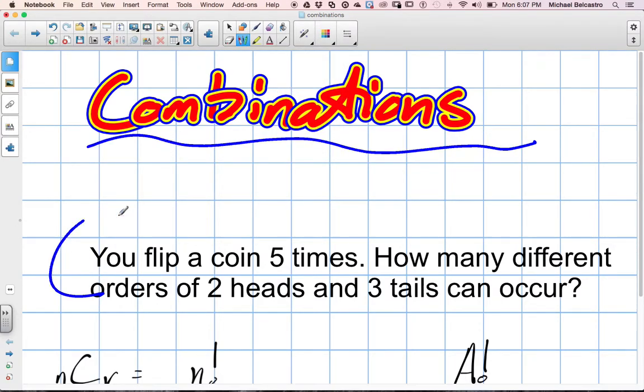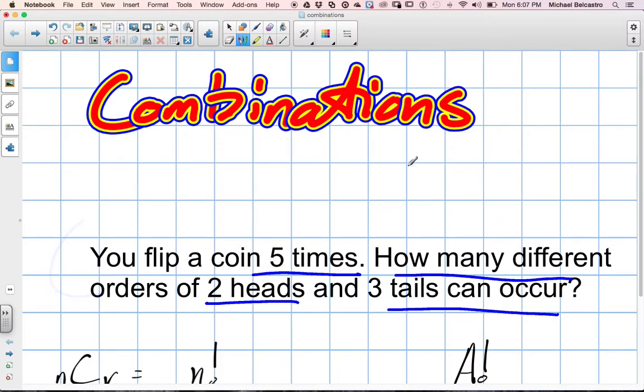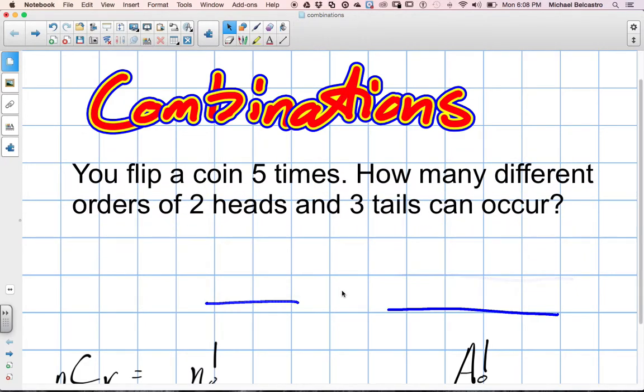Combinations. So you'd be given this question. You flip a coin 5 times. How many different orders of 2 heads and 3 tails can occur? Now, you've been given a pretty interesting formula here. And I'll just pull these upwards so we have some room.